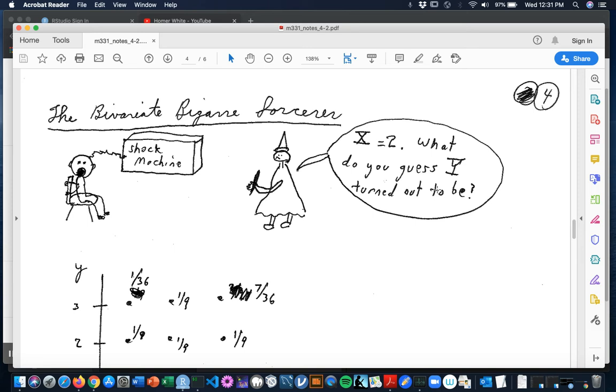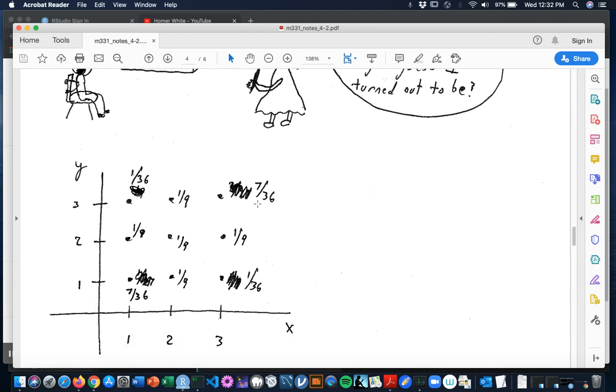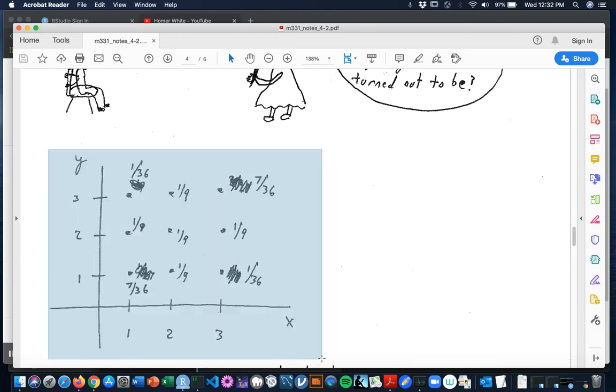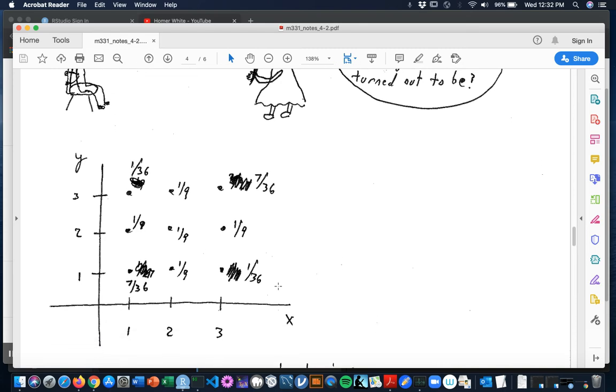Remember the Bizarre Sorcerer from a couple of chapters back? Let's say he kidnaps you again, now that you know more probability theory, and he straps you to his shock machine again, okay? And he's got his little magic wand in his hand that can immediately conjure up trials of random variables. But this time, instead of working with a regular random variable, he's going to work with a bivariate distribution. Okay, and this is the distribution he's going to work with. It is the very same one that we've just done calculations with. And he shows you this distribution, okay?